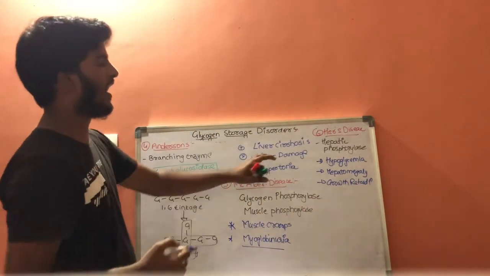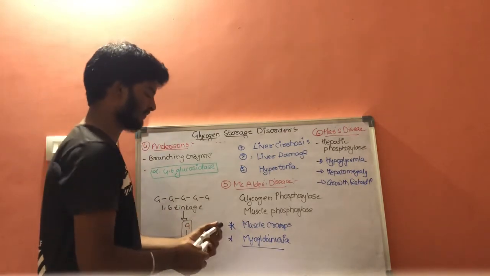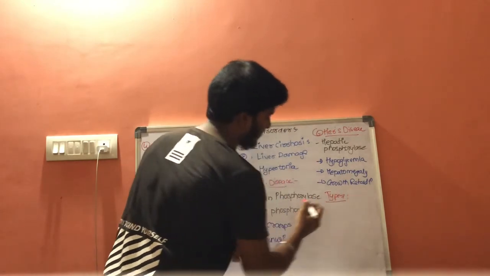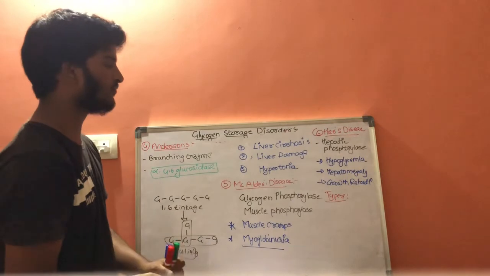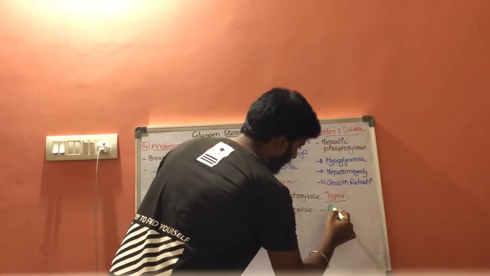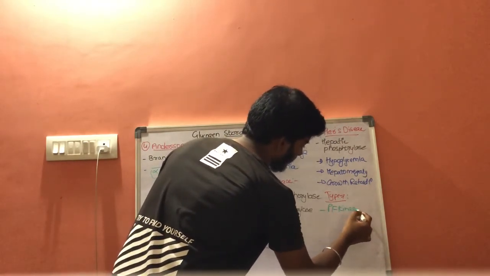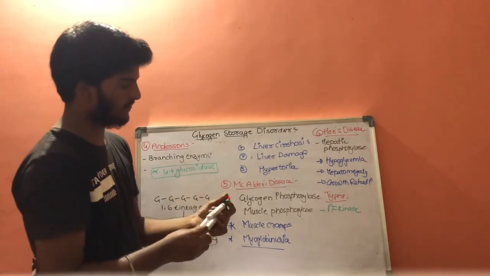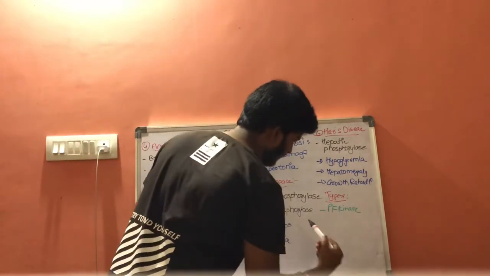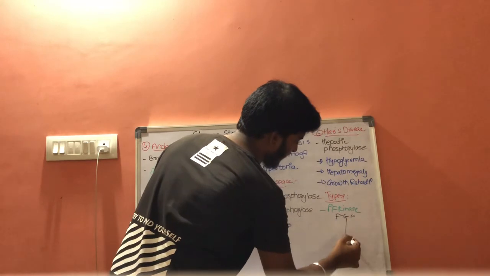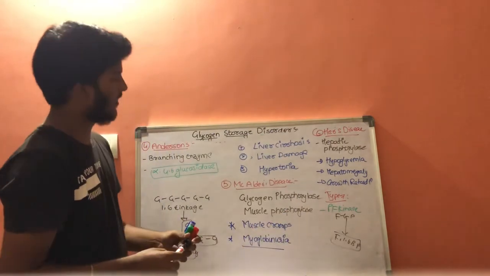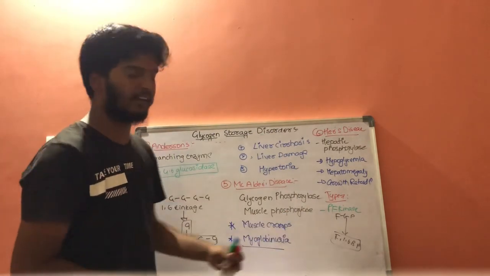This is about the sixth type, and the last type, the seventh type, type 7 disease, occurs because of deficiency of phosphofructokinase, which converts fructose 6-phosphate into fructose 1,6-bisphosphate.